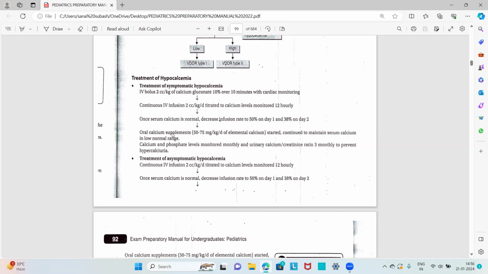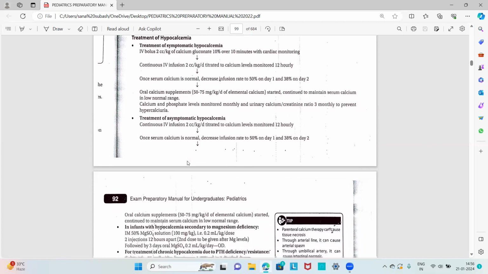After that, oral calcium supplements of 50 to 75 milligram per kilogram per day of elemental calcium are started, continued to maintain serum calcium in the low normal range. Calcium and phosphate levels are monitored monthly, and urinary calcium to creatinine ratio three monthly to prevent hypercalciuria. So this is the treatment for symptomatic hypocalcemia.